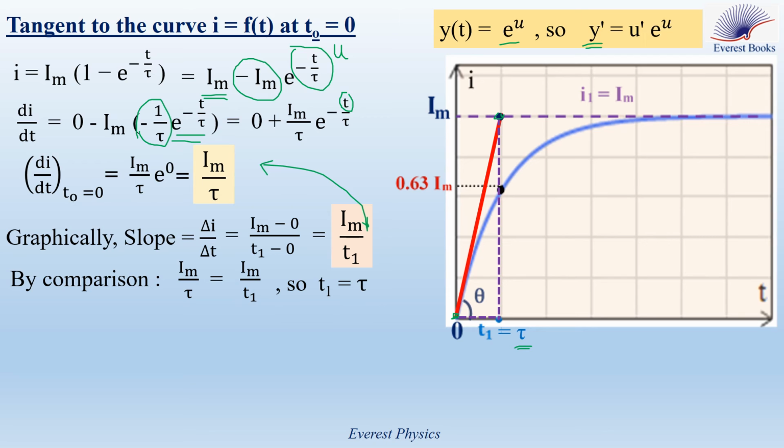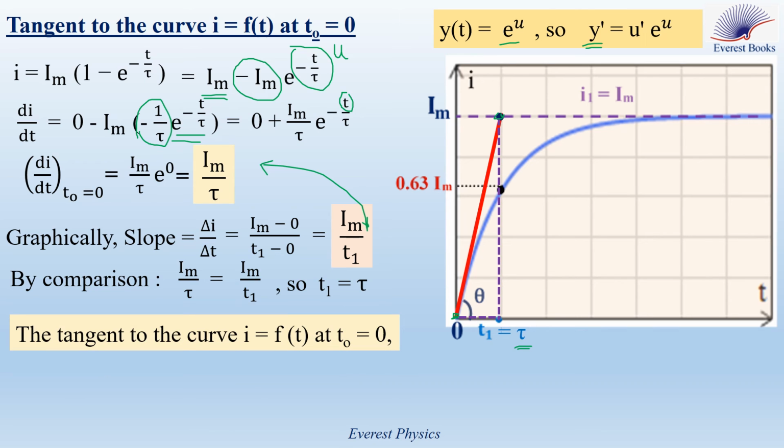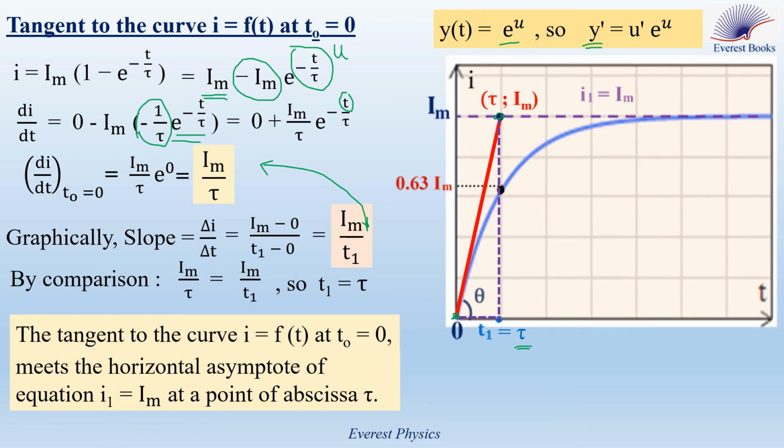Now, what is the conclusion of this study? The tangent to the curve I equal f of t at t0 equals 0 meets the horizontal asymptote of equation I1 equal Im, this is the horizontal asymptote, at a point of abscissa tau. Now we can use this conclusion when we want to draw the tangent accurately on the curve.